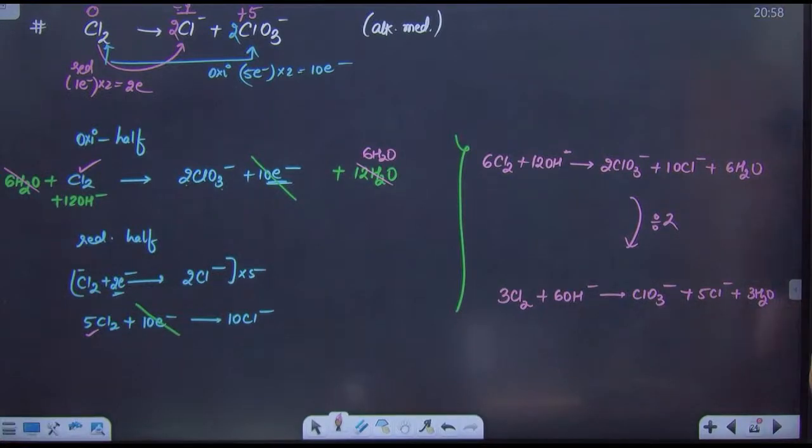Sir, you can separate the chlorine atoms for each half, and we'll still get the same answer, right? Because I did that for the same answer.